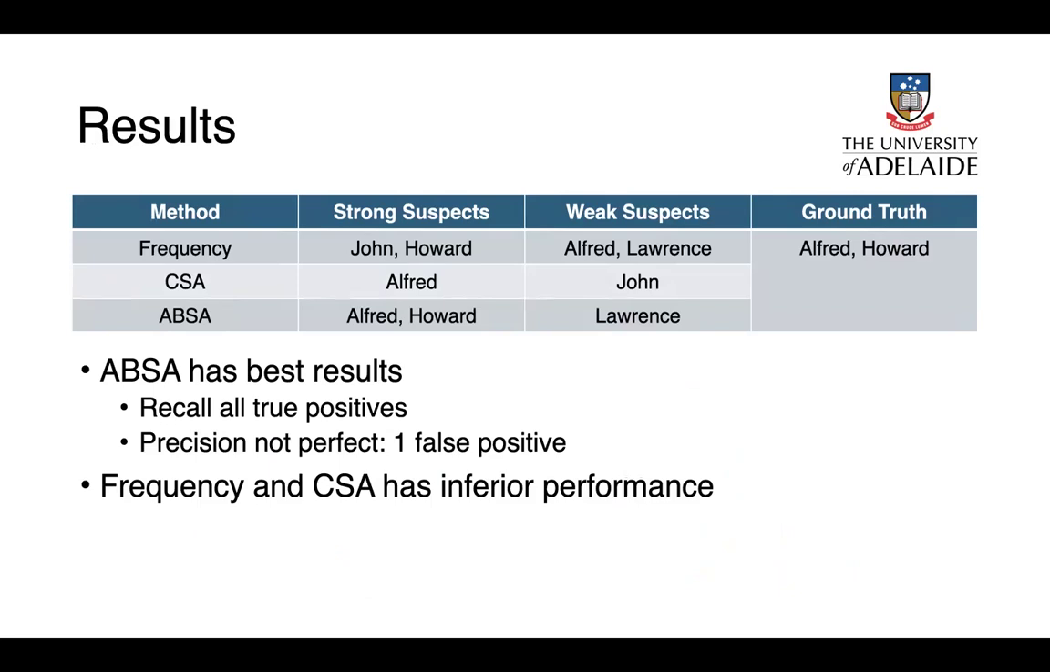And we compare the results of the three methods. The ground truth is that Alfred and Howard are our true culprits. We see from the table that ABSA has the best results. It records all true positives, although its precision is not perfect because it has one false positive, Lawrence.